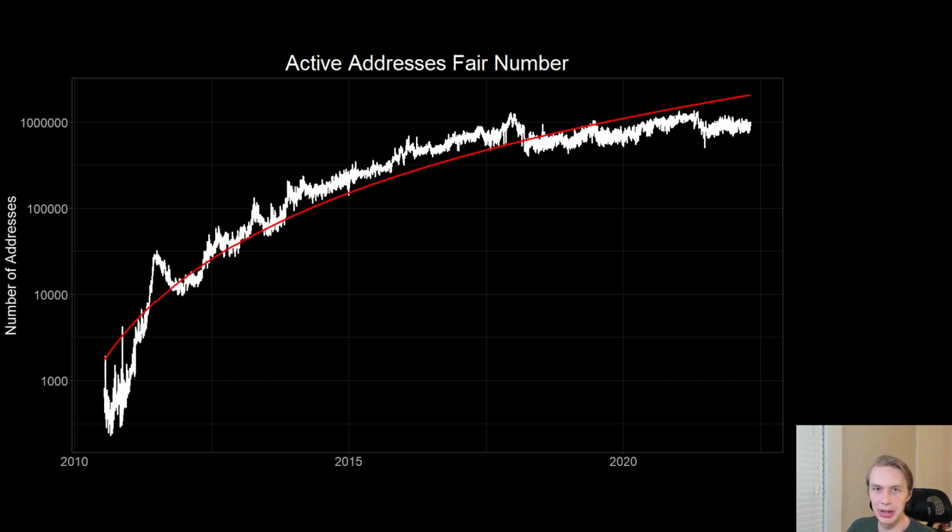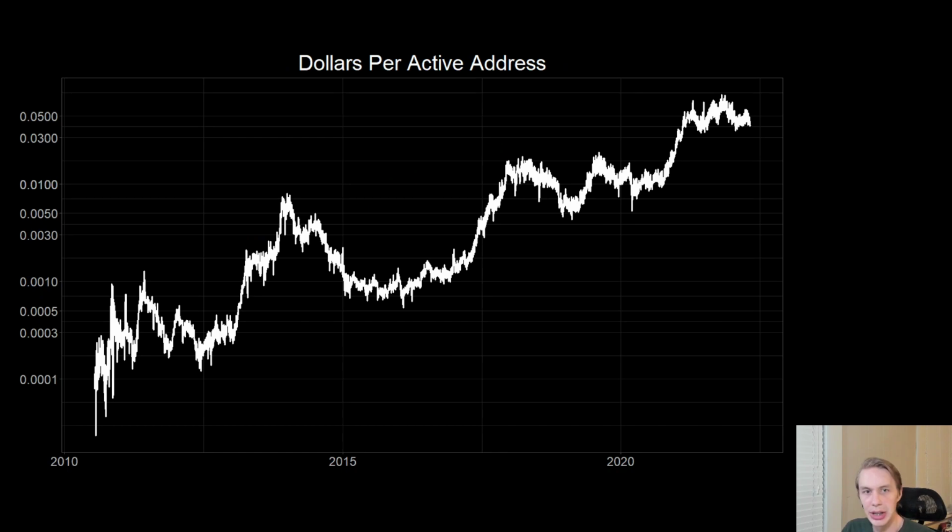And the simple answer is obviously we can relate it to price for sure. And from Metcalfe's law, we think that they probably should be related, right? That the price of Bitcoin should be related to the number of active addresses. So one thing that we can do is simply divide the price of Bitcoin by the number of active addresses and get the number of dollars per active address.